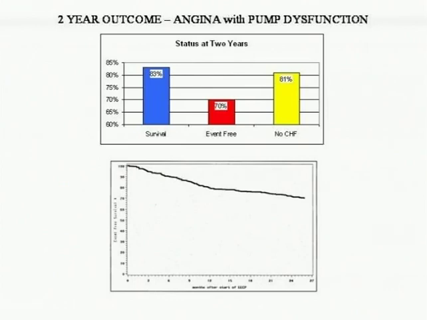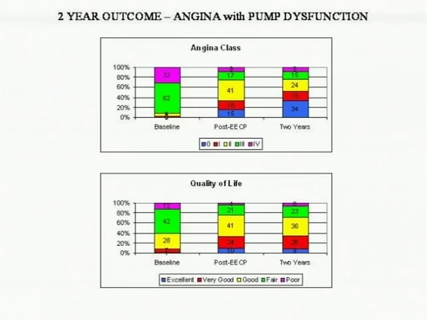Angina class. In purple is class 4, in green is class 3. So in 94% of the patients, they're having symptoms at rest or within 2 blocks, pre-ECP. Post-ECP and at 2 years, maybe 20% are having class 3 or 4 symptoms. So their functional status improved. Quality of life, 54% had a fair or poor quality of life before ECP. Post-ECP, only 25% have a fair or poor quality of life. The rest, their quality of life had improved.